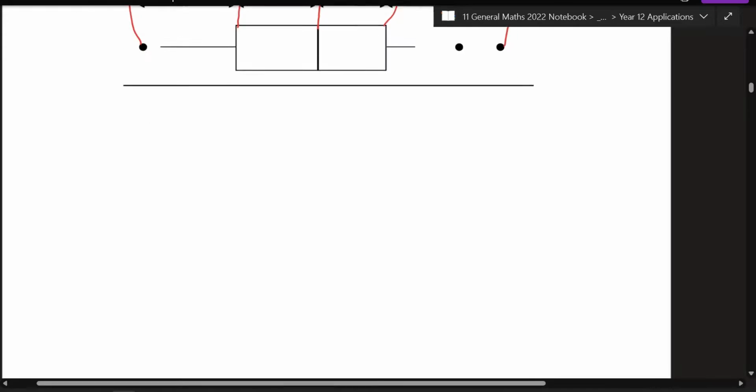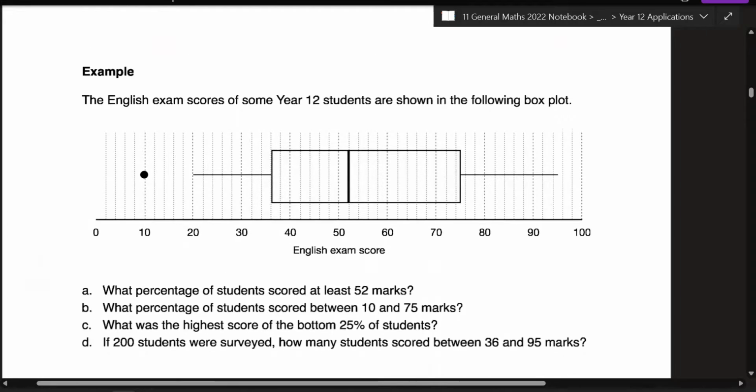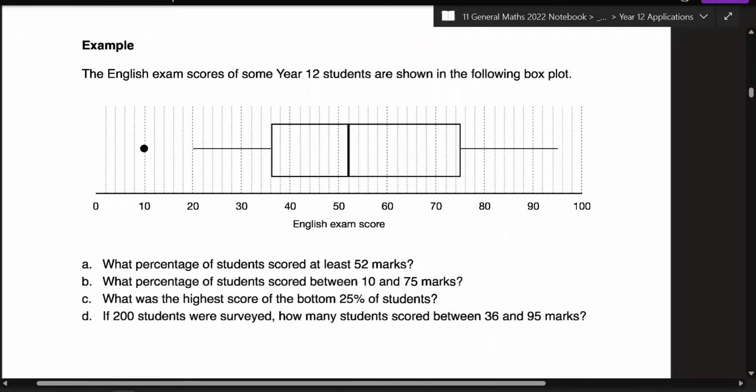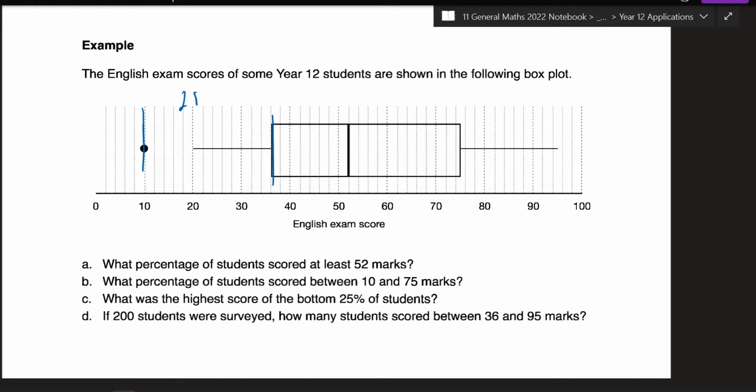Okay, let's continue. Let's actually do some of these questions as an example so it makes sense for us. Remember, your data is split into quarters. From here to here is 25%. Then from the Q1 to the median is also 25%, and from the median to the Q3, 25%. And then from the Q3 to the maximum is also 25%. All right, so it's split into quarters.